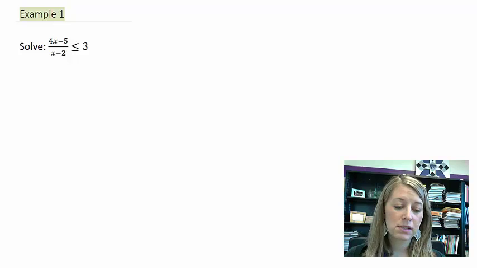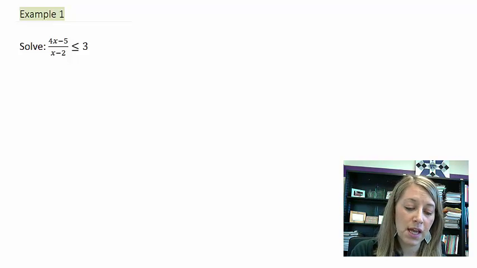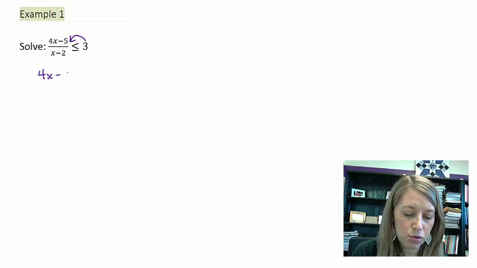So I have (4x minus 5) over (x minus 2) is less than or equal to 3. Well, we know the first step is to set it equal to 0. So I'm going to move my 3 to the left-hand side and everything else on the other. I'm going to do that by subtracting 3.